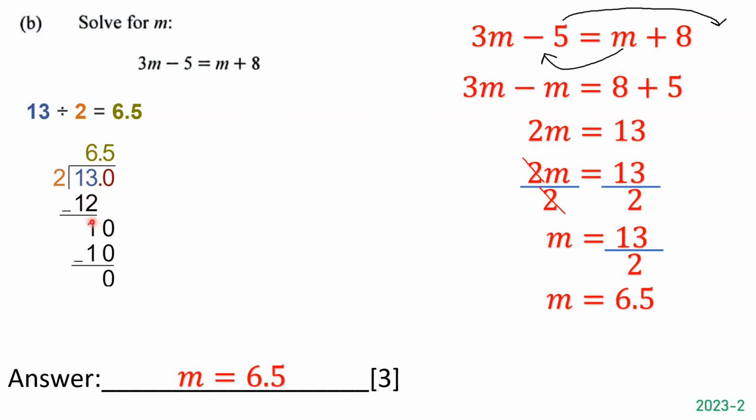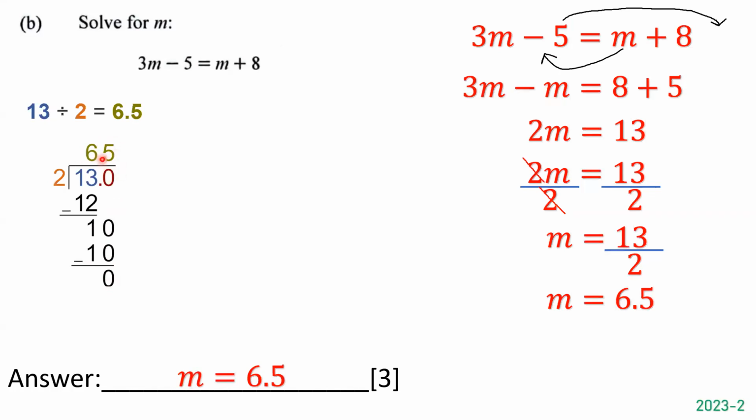And notice that we have a decimal point. The reason why we put the decimal point up top is because the decimal point gives us permission to put an imaginary 0 here. And so we say, how many times can 2 go into 10? Well, 2 goes into 10 5 times. So we have 2 times 5, which is 10. And so we have 10 minus 10, and 10 minus 10 is 0. And so that's why we have 6.5.